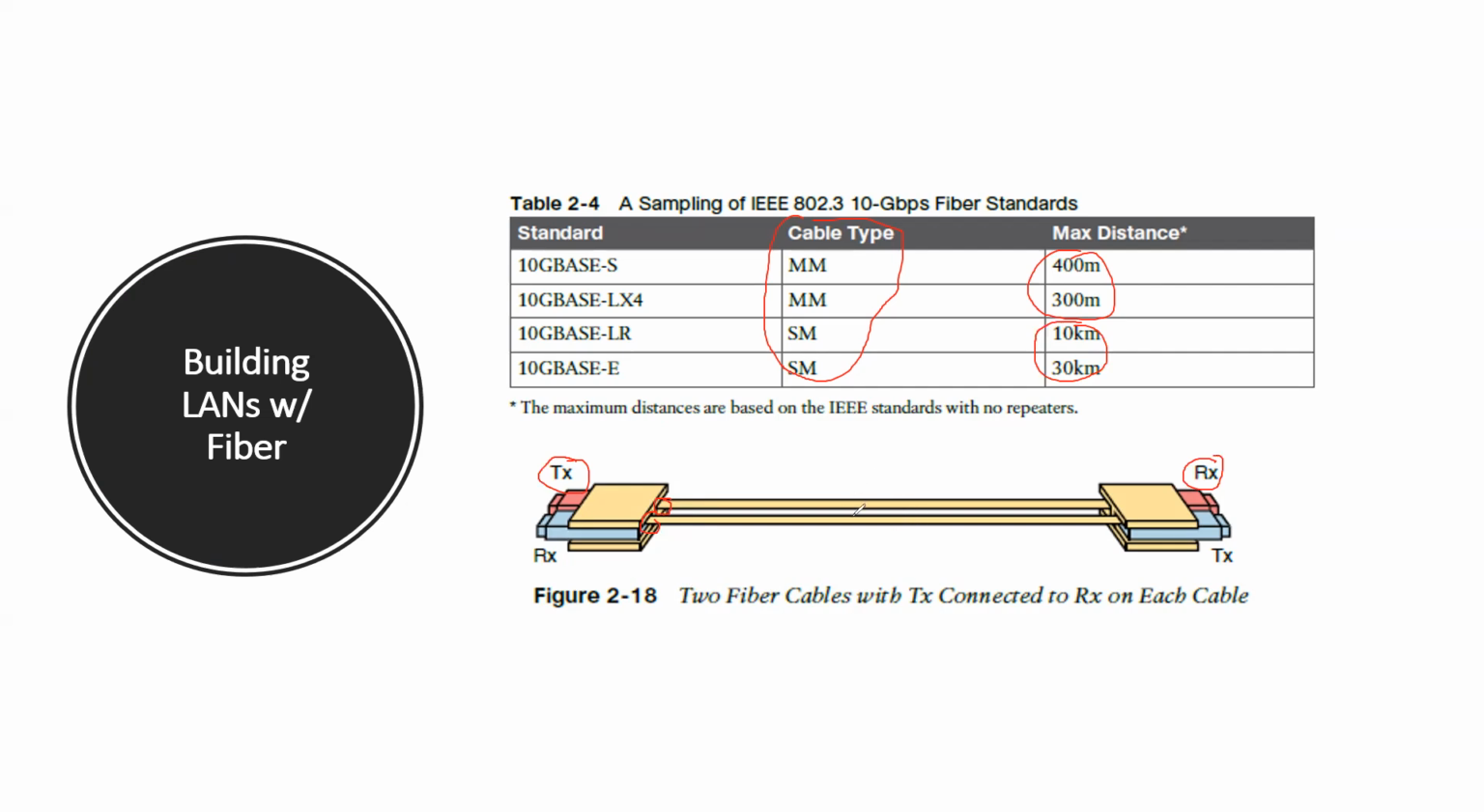TX stands for transmit. RX, as you can probably guess, stands for receive. Typically on each end of a fiber cable, TX is going to be aligned with the receiving side, and vice versa. TX is going to align with the RX on the other side. Simple enough. Let's keep going.